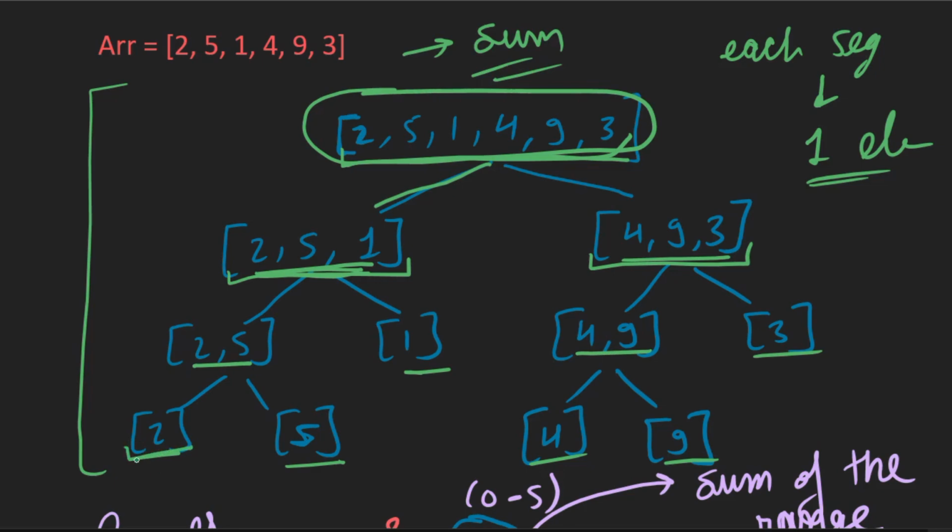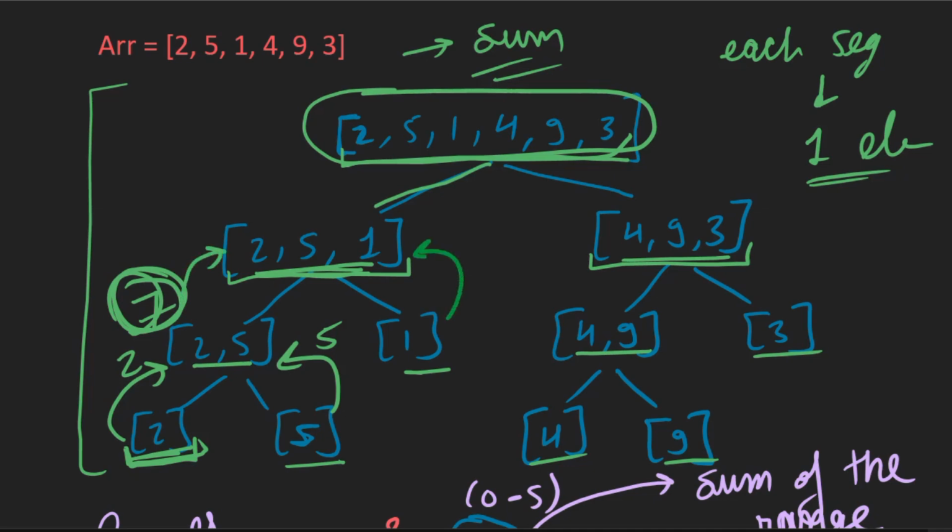Once we reach the leaf node, we return 2 from here, 2 from here, and 5 from here. Then we store the sum of left and right. The sum of left and right, 2 plus 5, is 7, so this node will store the sum as 7. Then we return 7 from here and 1 from here. Again we take the sum of left and right, which is 8, so this node will store the sum as 8, that is, 2 5 is 7 and 1 makes 8.